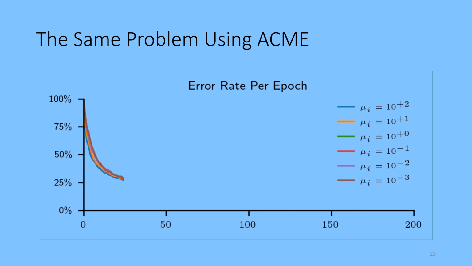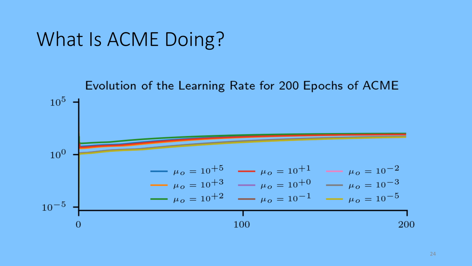With ACME, the initial learning rate does not seem to have a noticeable effect on the results. In fact, it converges much faster to results similar to the best achieved by SGD. Why do we get such a good result? Well, if we look at the tentative learning rates used along the 200 epochs, we see that they converge to very similar values quite quickly.